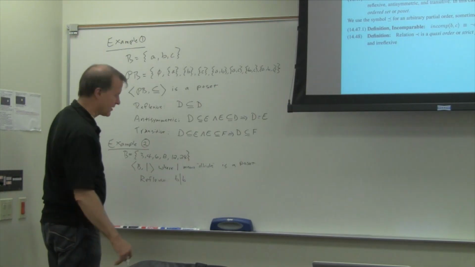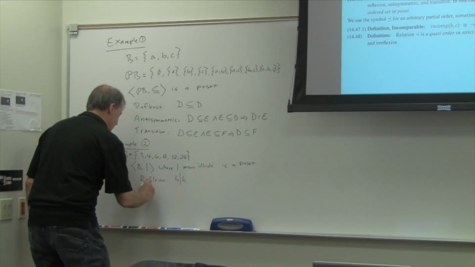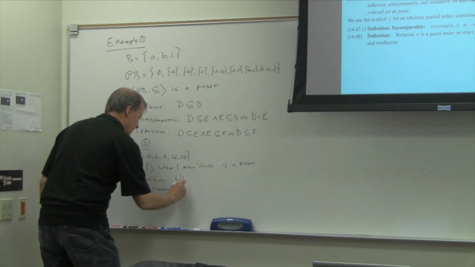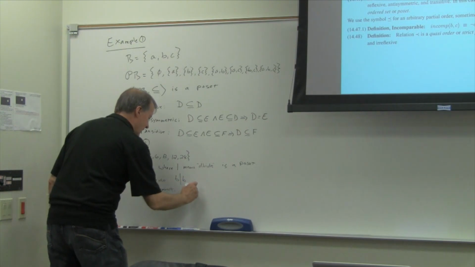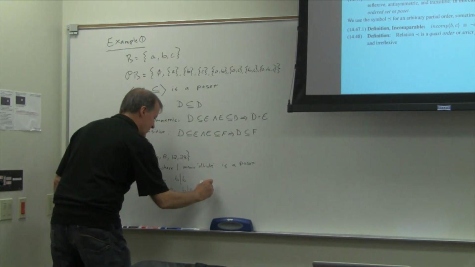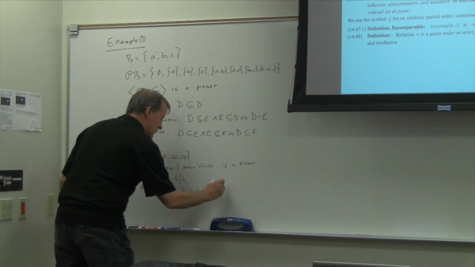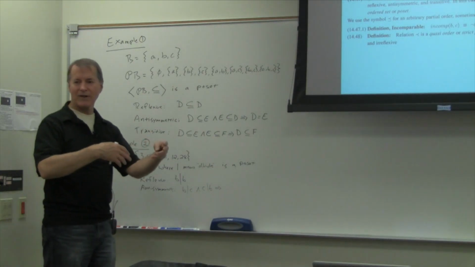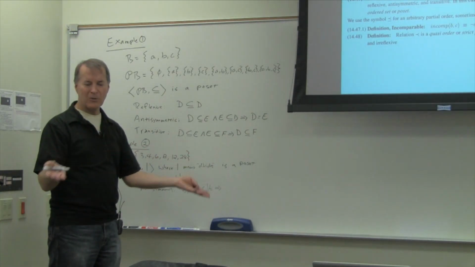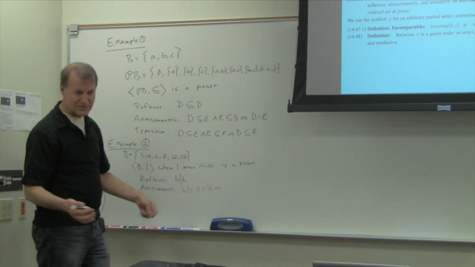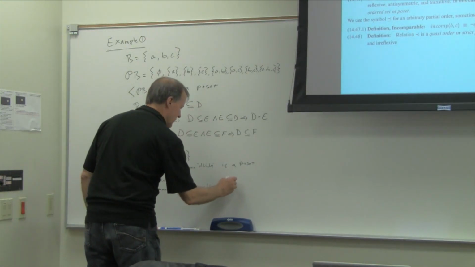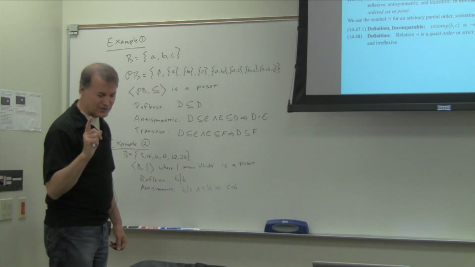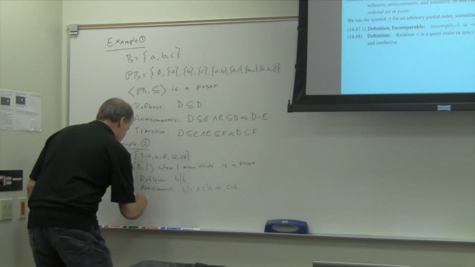And what about antisymmetric? So if B divides C and C divides B, that can only mean that what? If one number divides another number with no remainder, and that other number divides the first number with no remainder, the only way that can happen is if C equals B. Are you with me? See how important it is that we know the definition of antisymmetric? And now, what about transitive? Is that transitive?